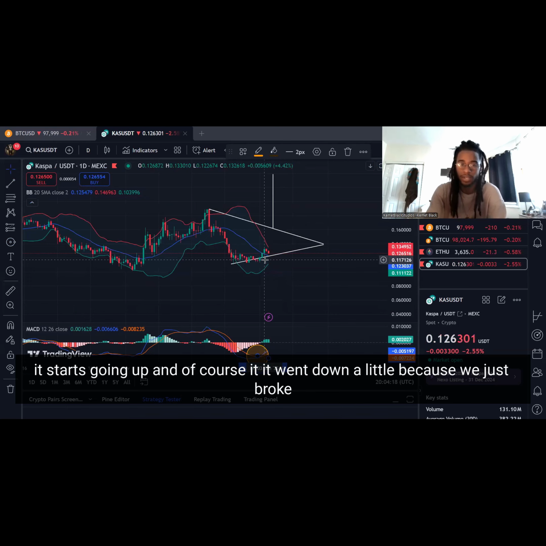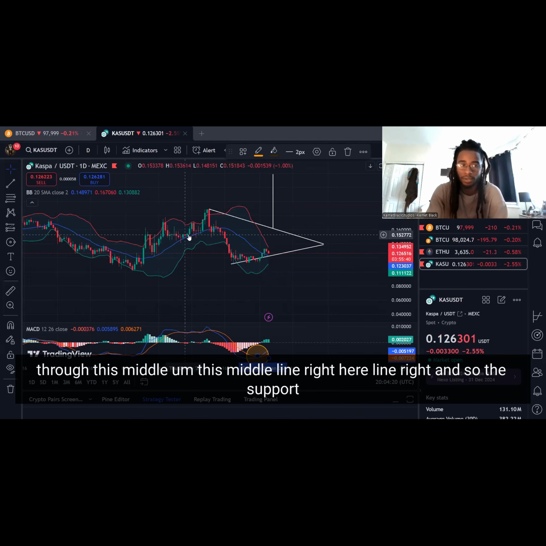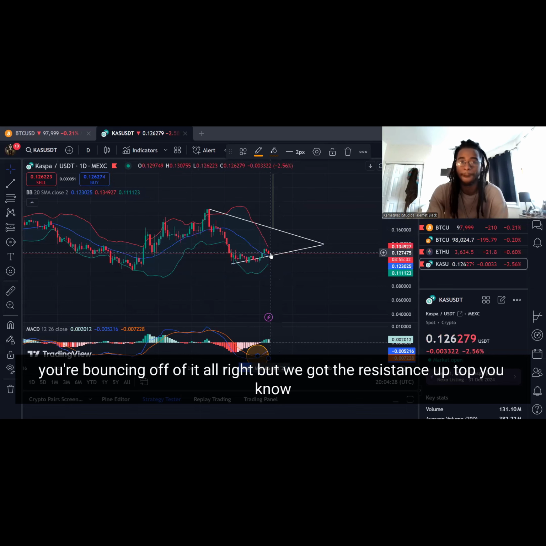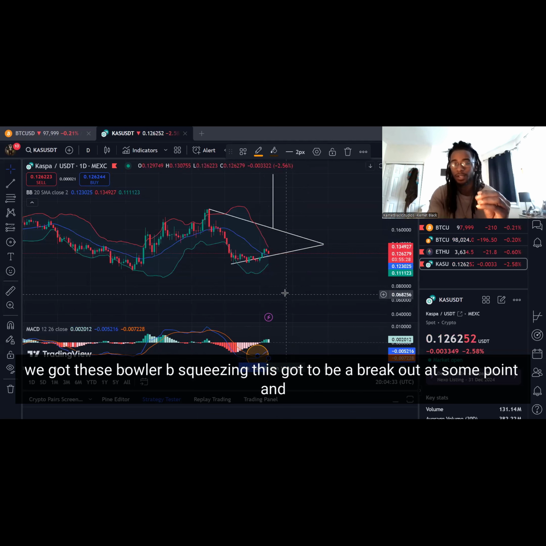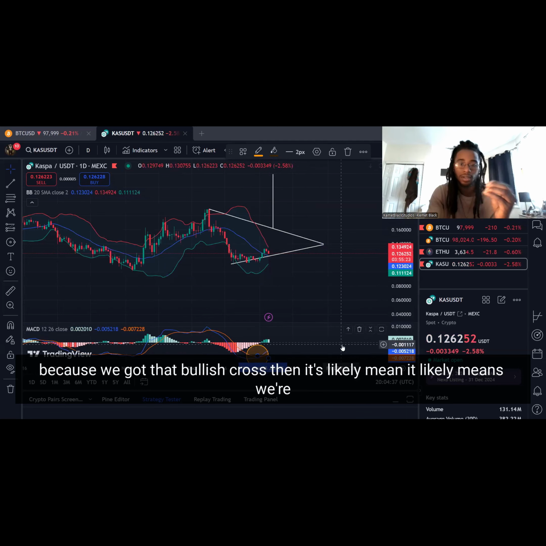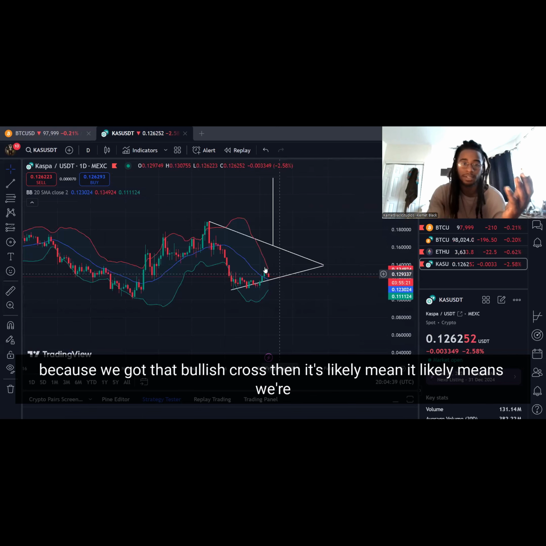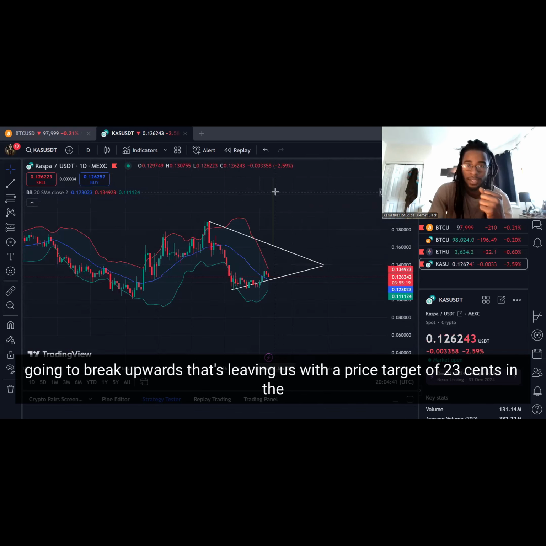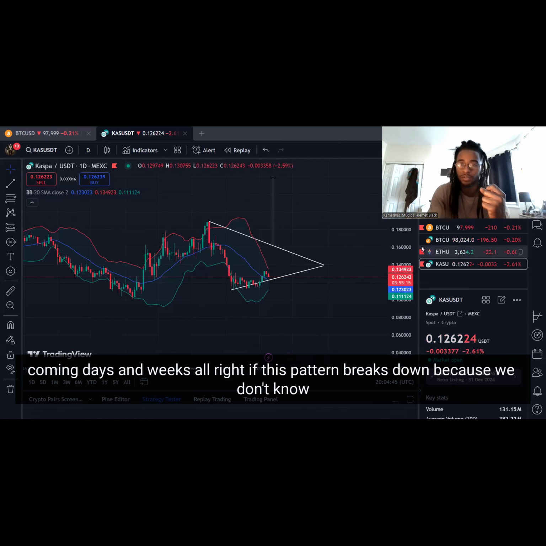And of course it went down a little because we just broke through this middle line right here, SMA line or EMA line, right? And so the support, you're bouncing off of it. All right, but we got the resistance up top. You know, we got these Bollinger Bands squeezing. And there's got to be a breakout at some point. And because we got that bullish cross, it likely means we're going to break upwards. That's leaving us with a price target of 23 cents in the coming days and weeks.